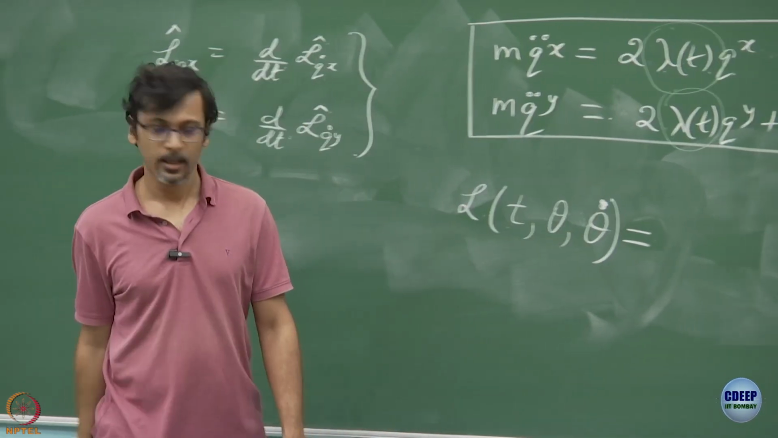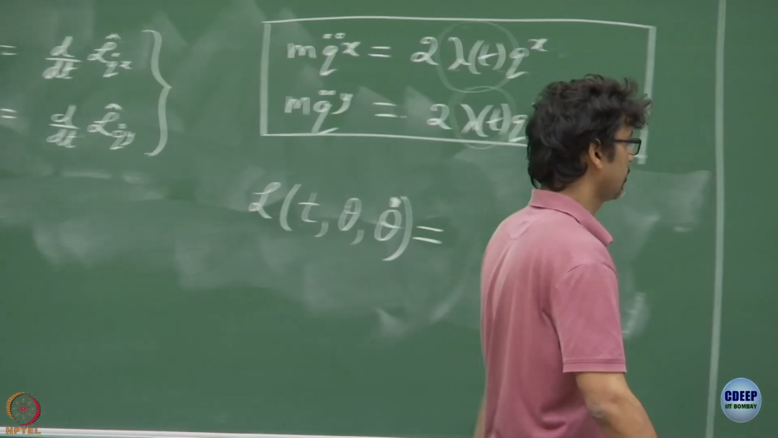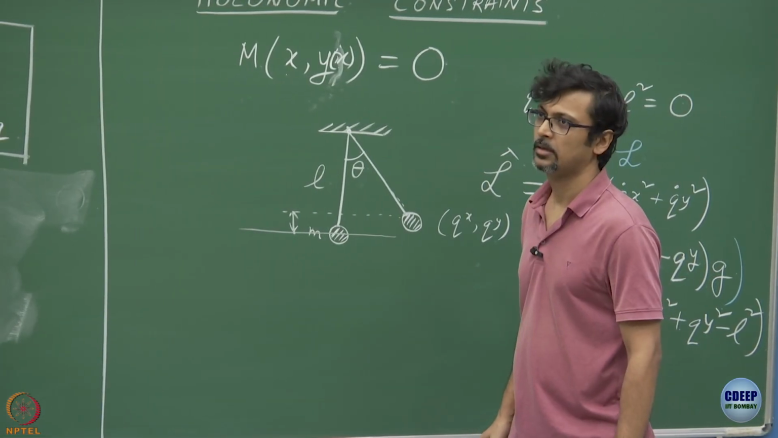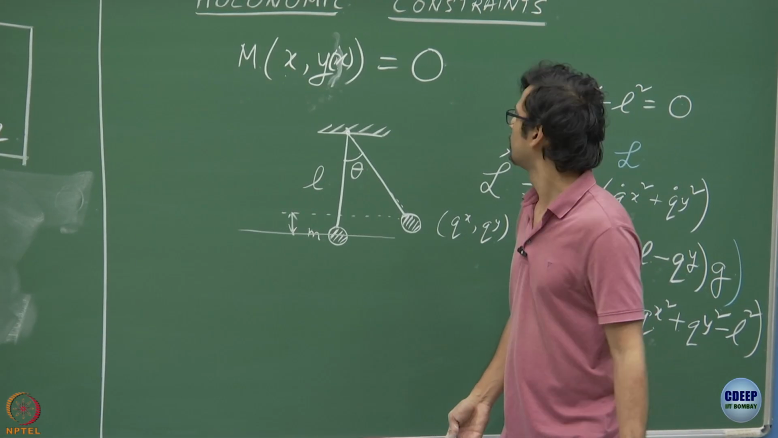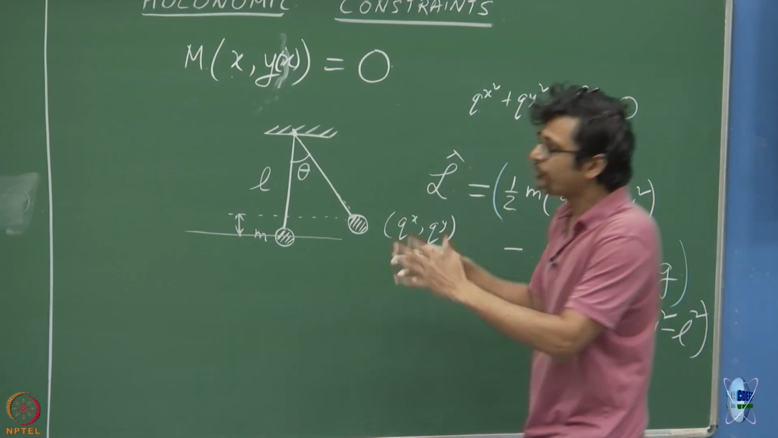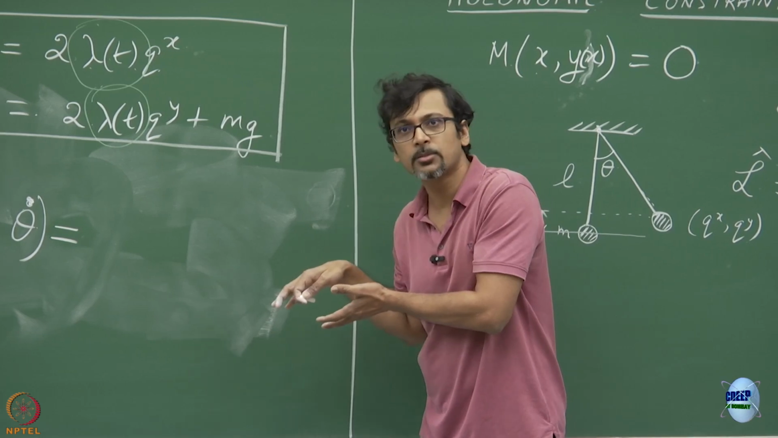You see, the moment you say that the L is fixed, what have you done essentially? You've already accounted for this constraint. So you don't have to augment this with any Lagrange multiplier anymore.